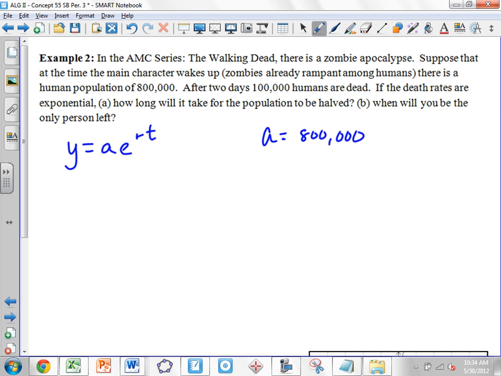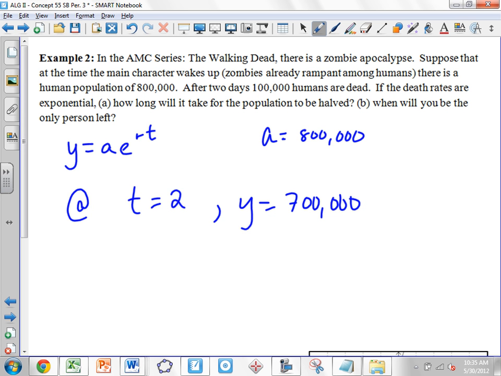It says after 2 days, what? 100,000 more have died. So how many are left after 2 days then? 700,000. Again, we started with 800,000. After 2 days, 100,000 people are dead now. So we have 700,000 left. So we know that at time equals 2, the value of y equals 700,000.